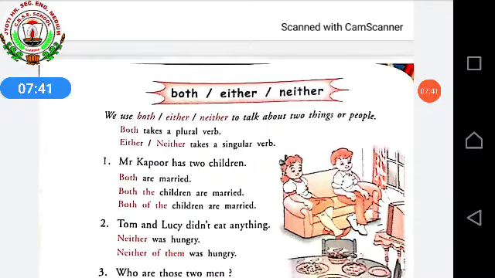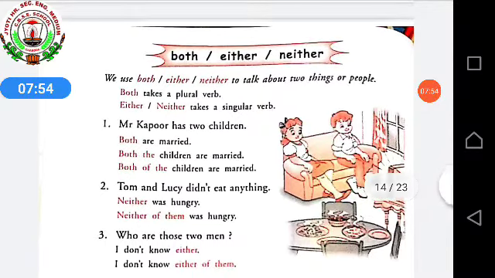So it is plural. And either, neither take a singular verb. Why a singular verb? Because we are taking one person or one thing at a time in either, and none of them in neither. In this way you can write down both. First of all I'll tell you both, then I'll tell you about neither, then about either.